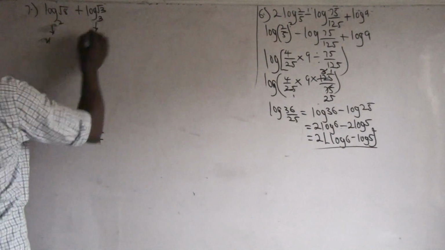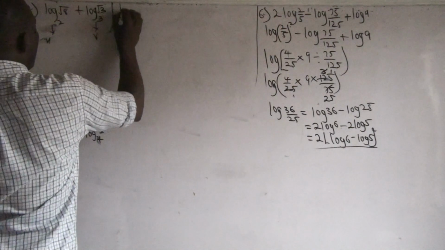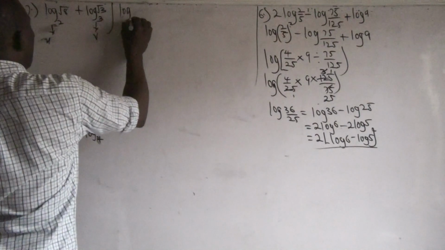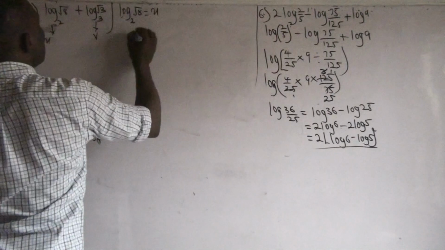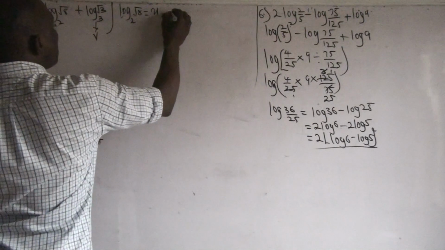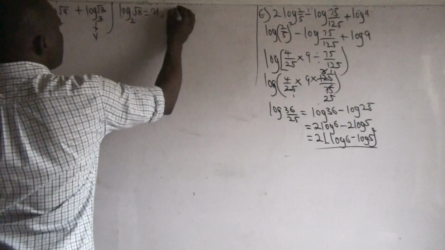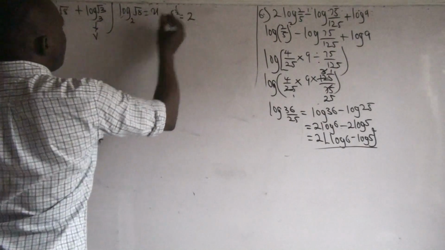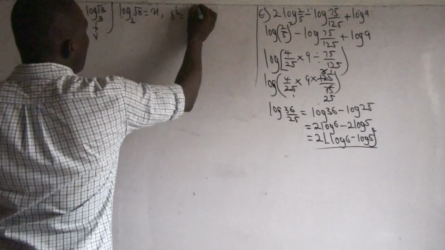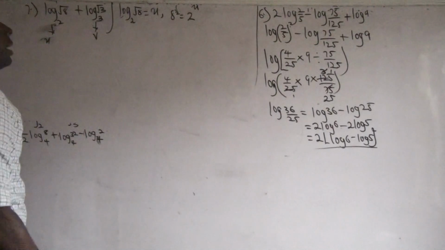So that we can write log base 2 of root 8 is equal to U. Here, root 8 means 8 raised to power half, which from the definition is equal to 2 raised to power U. Okay?